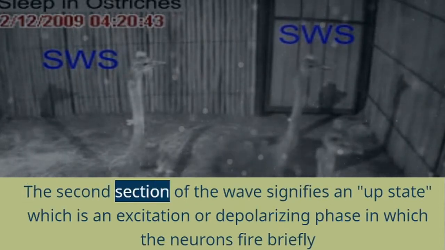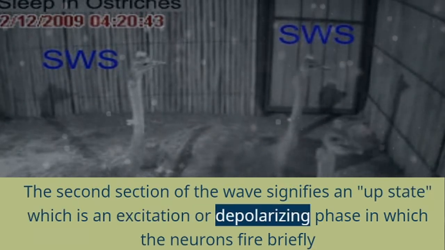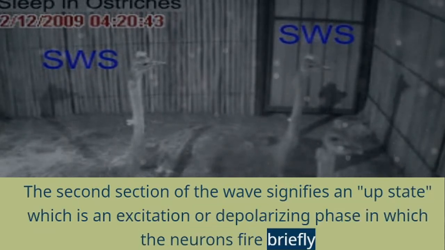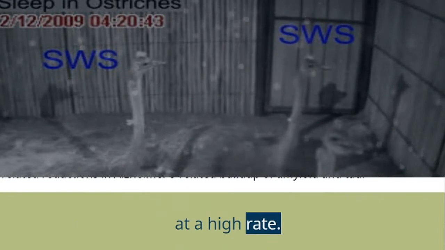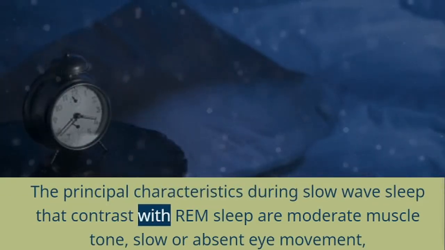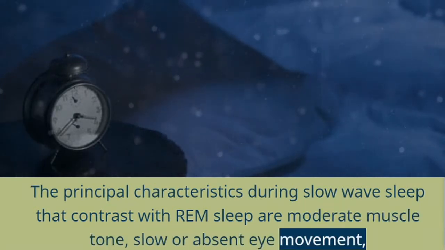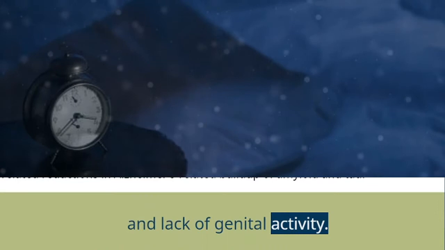The second section of the wave signifies an up state, which is an excitation or depolarizing phase in which the neurons fire briefly at a high rate. The principal characteristics during slow-wave sleep that contrast with REM sleep are moderate muscle tone, slow or absent eye movement, and lack of genital activity.